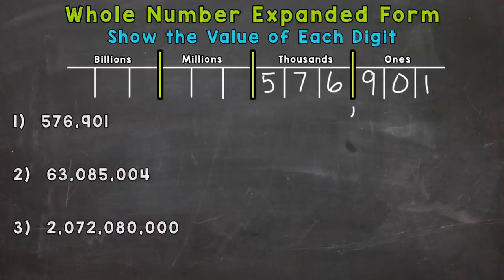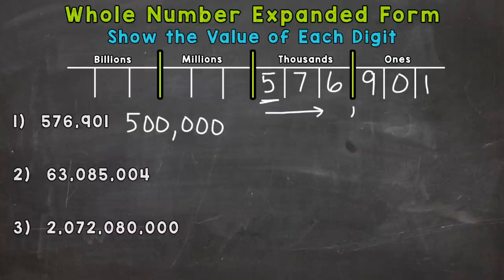All right, so let's put number one into expanded form. And we're going to start with the greatest valued digit. So the digit furthest to the left, this 5. So we need to think, how much is that 5 worth? What's the value of that 5? And it is worth 500,000. So that's what we start with. The value of the 5 is 500,000. And then we just work our way to the right.